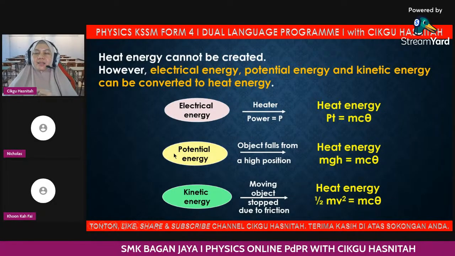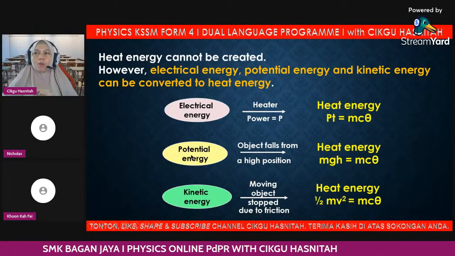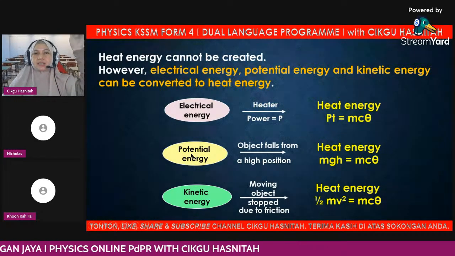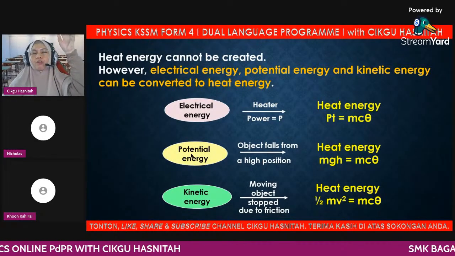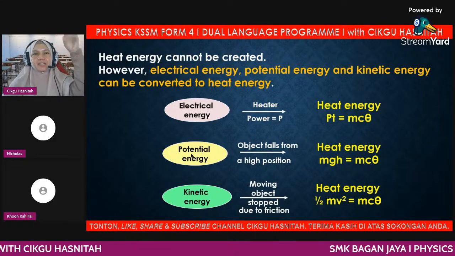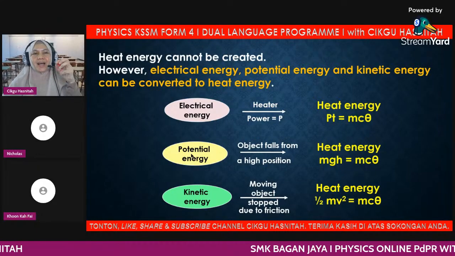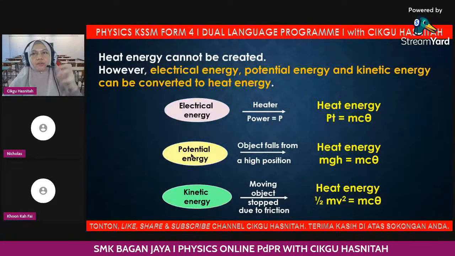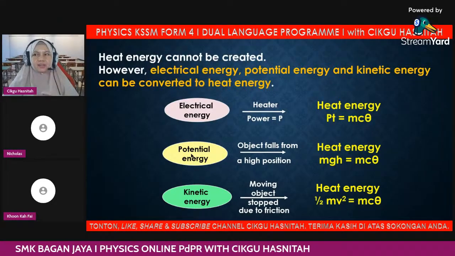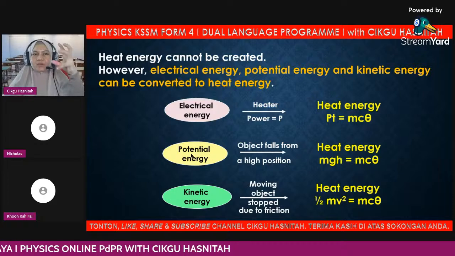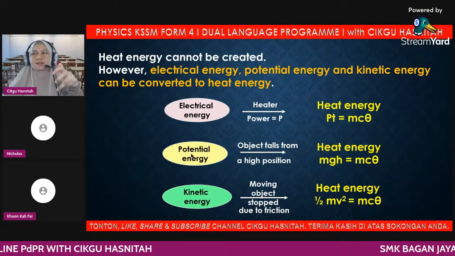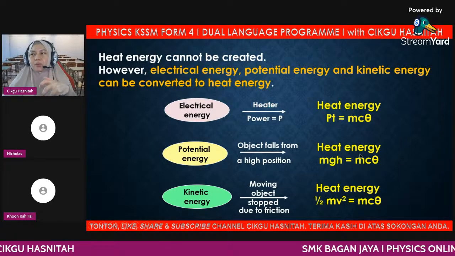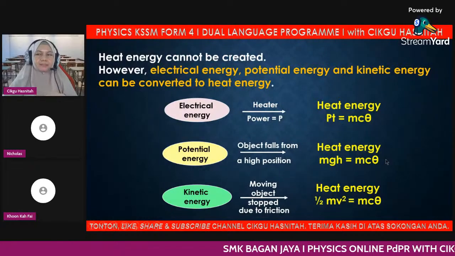Second, when an object falls from a certain height, let's say an object falls from a height of 15 meters. So what kind of energy change occurs? Potential energy converts into heat energy, due to the resistance of air. So mgh equal mc delta theta.